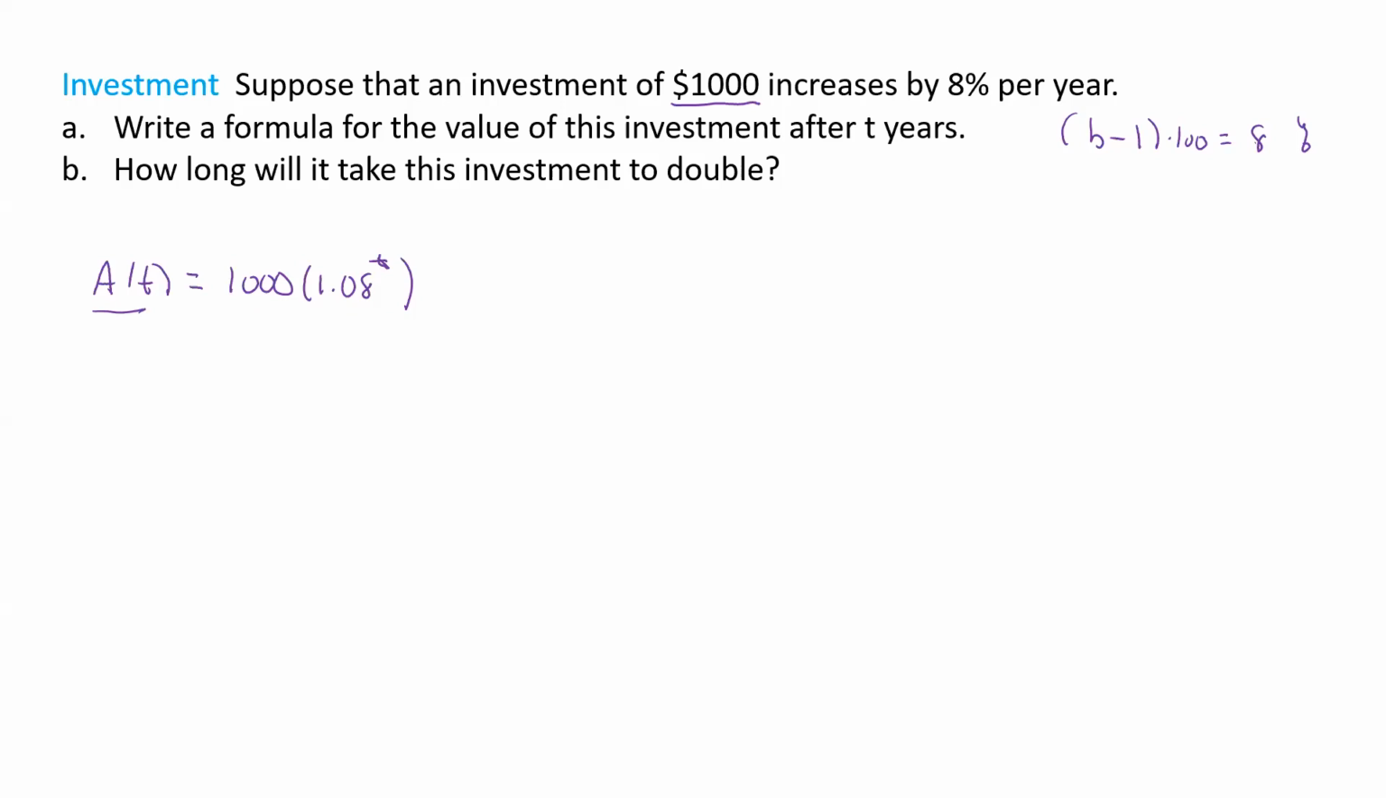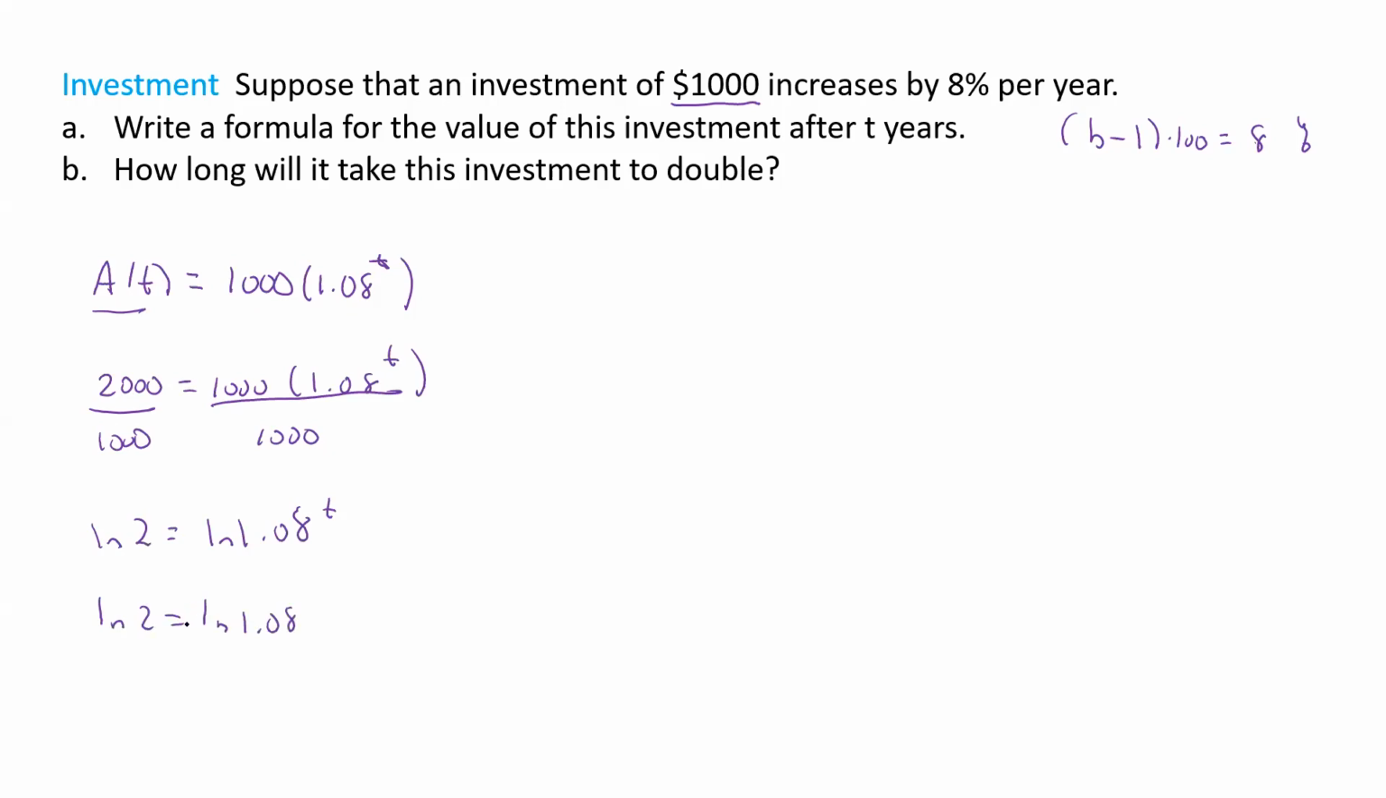Now, how long will it take for this investment to double? Well, to double means 1,000 is going to be now 2,000. So 2,000 equals 1,000 times 1.08 to the T. So we divide by 1,000, divide by 1,000. So 2 equals 1.08 raised to the power T, ln of both sides. And so now we get ln of 2 equals ln of 1.08 times T, because that gets to come down front here. Now we divide.